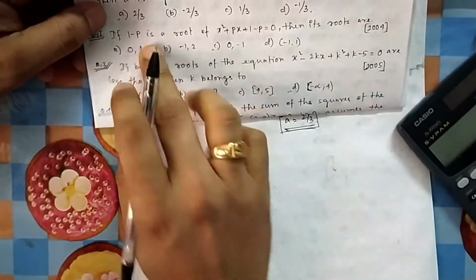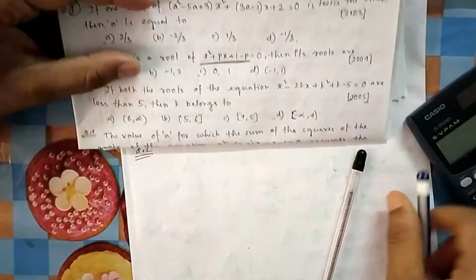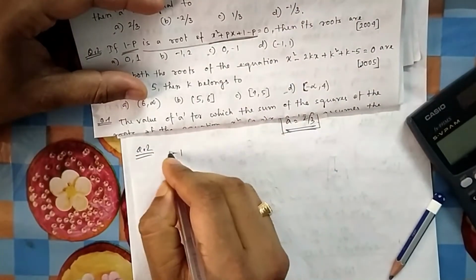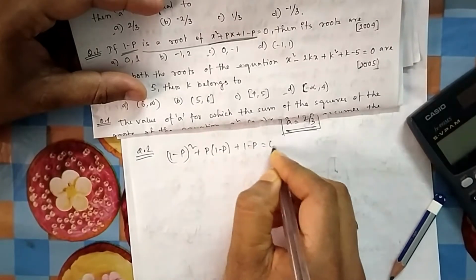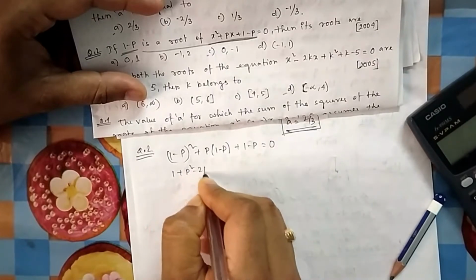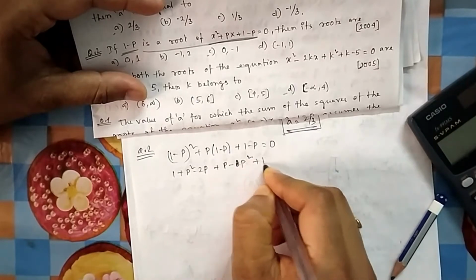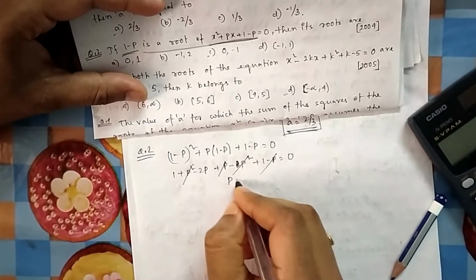The idea is simple. They are saying that 1 minus p is a root of this. So that means if I put 1 minus p here, it should satisfy, because this is a root. The meaning of a root is that if I put it there, it should satisfy. This was the theorem. So 1 minus p whole square, plus p into 1 minus p, plus 1 minus p is equal to 0. So 1 plus p square minus 2p plus p minus p square plus 1 minus p is equal to 0. So p square gets cancelled, p gets cancelled, so p is equal to 1.